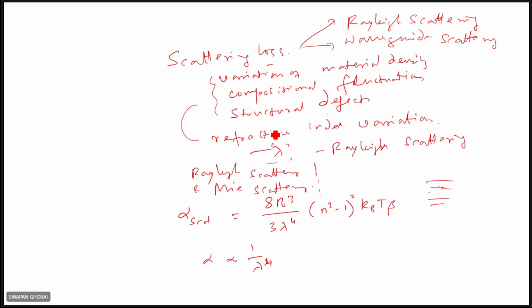This is because of the complicated structure of glass; it is a network of molecules. Also, several oxides are present in the silica. Some dopants are present, germanium oxide, phosphorus oxide, etc. So these may cause compositional fluctuations. There can be material density variations, and also there can be structural defects during manufacturing, during fabrication.